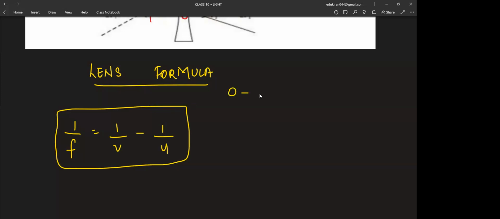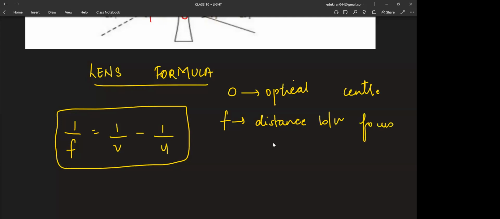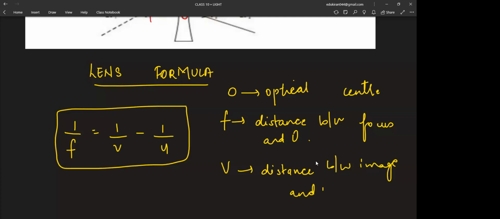See, you know what is O? O we have already taken, it was the optical center. Now f, focus, is the distance between the focus and optical center. Then what is v? It's the image distance, the distance between the image and O, the optical center.